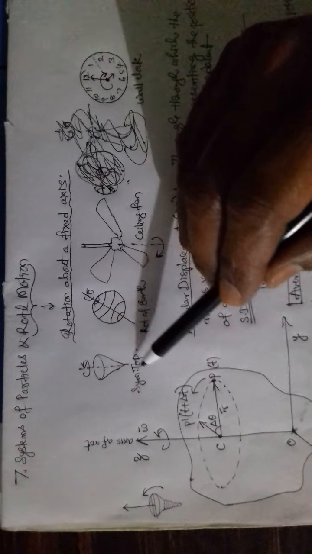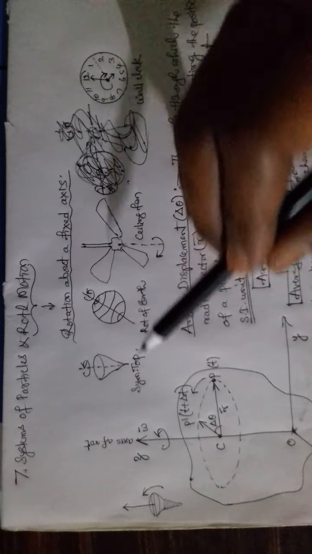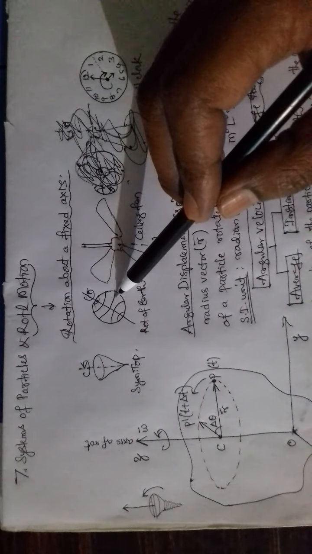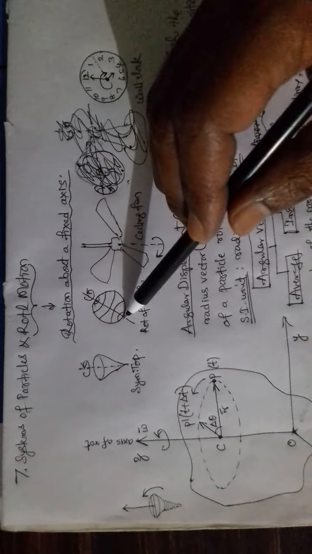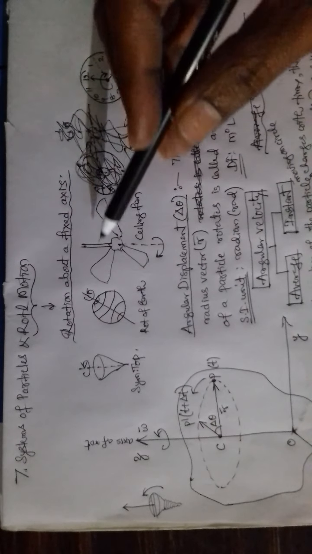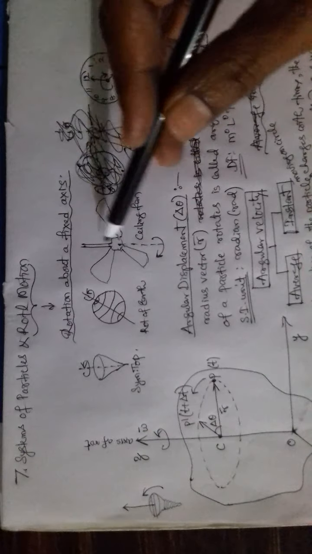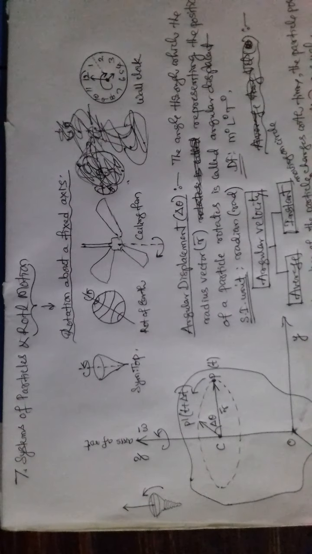Here, a symmetric top is rotating about its vertical axis. Our earth is rotating about a fixed axis connecting the north pole and south pole. A ceiling fan is also rotating about a fixed axis. This is the axis of rotation. Here, this is the axis of rotation. Here, this is the axis of rotation.